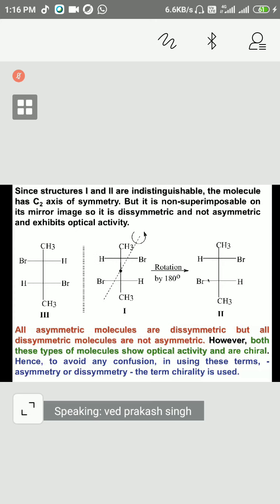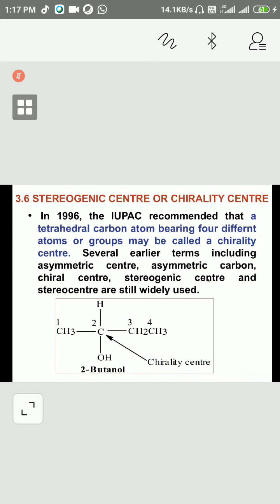However, both these types of molecules show optical activity and have chirality. That's why in many places, instead of asymmetry or disymmetry, the term chirality is used. Now, stereogenic center or chiral center. A tetrahedral carbon atom bearing four different atoms or groups may be called a chiral center, symmetric center, asymmetric carbon, chiral center, stereogenic center, or stereocenter.